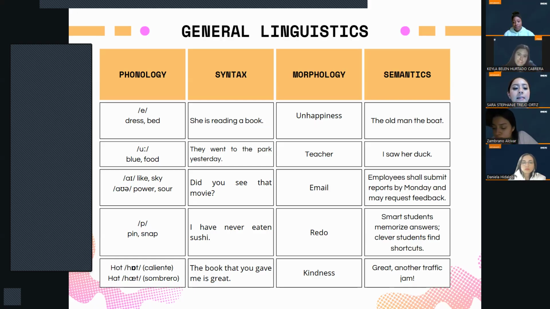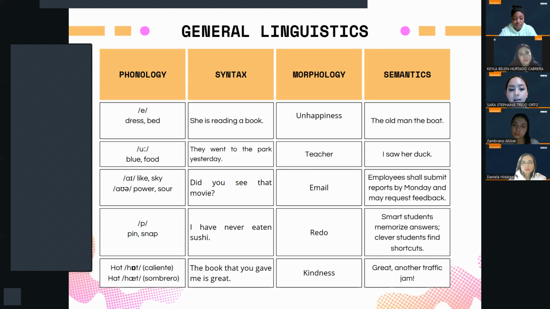Syntax is a branch of linguistics that studies the order and structure of words in a sentence. That is how words are combined to form meaning, phrases, and sentences. What is syntax used for? It organizes language. It helps construct grammatically correct sentences. Avoid confusion, gives word order, and ensures that the message is clearly understood. The order can completely change the meaning of sentences.